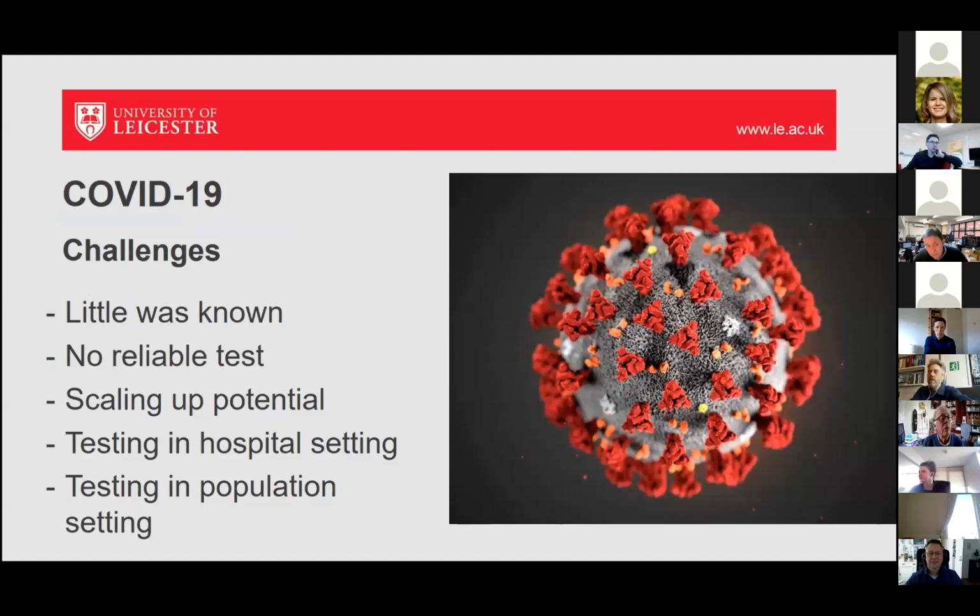As many of you know, at the start of the pandemic, there were endless challenges to do with COVID-19. Very little was known. The reliability of tests was questionable. Because of the scale of the issue, there needed to be an ability to scale up the tests. And of course, we'd have a requirement for different tests for different settings. So in hospitals, where by and large you've got acute disease, and in population settings where the vast majority of people don't have the disease, you have different challenges all the time.